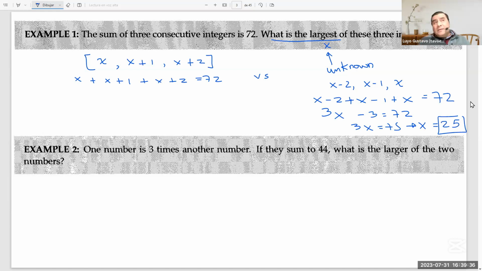What's the advantage of this? Once you have formulated a variable for exactly the unknown, then the answer to the question is also the solution to the equation. You don't need to do any further transformations. Sometimes this is useful, but it's a good principle: try to define as your variable for the equation, as much as possible, the unknown, the quantity that you want to find out. Now, let's try example 2. You can try this one. One number is 3 times another number. If they sum to 44, what's the larger of the two numbers?